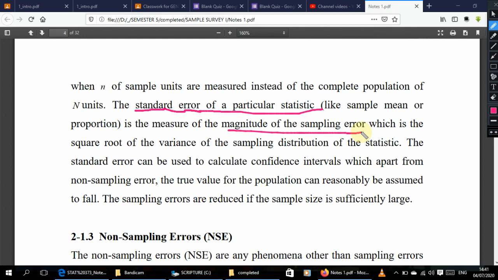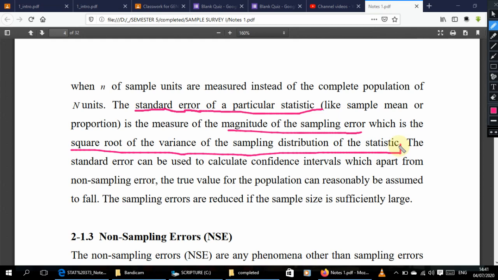We have to capture that variation into a certain error, and then the magnitude of that particular error is measured using the standard error. Standard error is the square root of the variance of the sampling distribution of what? The statistic. The sampling distribution of the statistic.